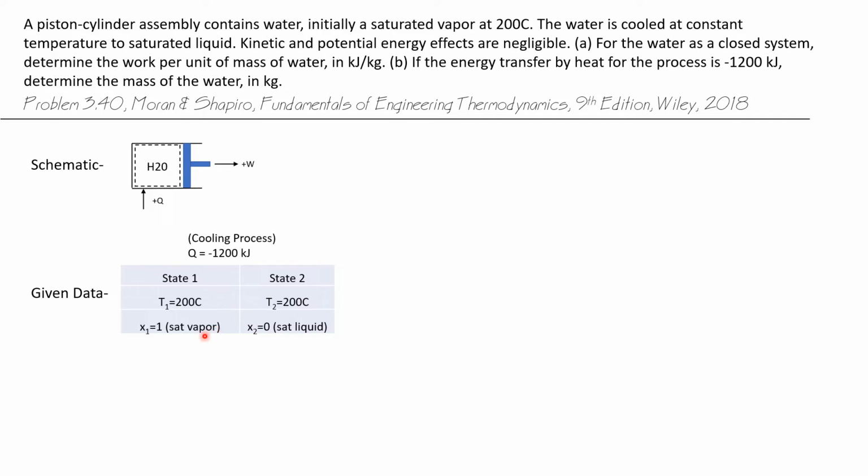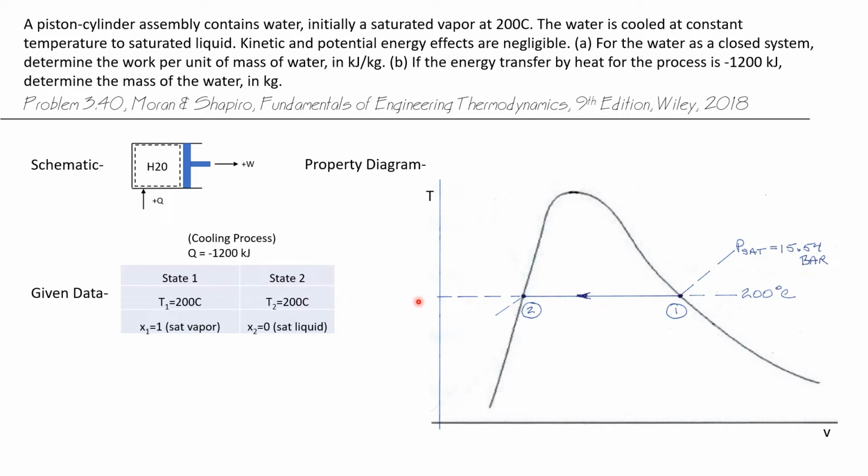State 1 is given as a saturated vapor at 200 degrees C. And state 2 is given as a saturated liquid at 200 degrees C. On a T-v diagram, that process would look like this under the vapor dome. We've got our vapor dome and a constant temperature line of 200 degrees C. State 1 exists as a saturated vapor, and it is cooled to a state where it exists as a saturated liquid, all at 200 degrees.